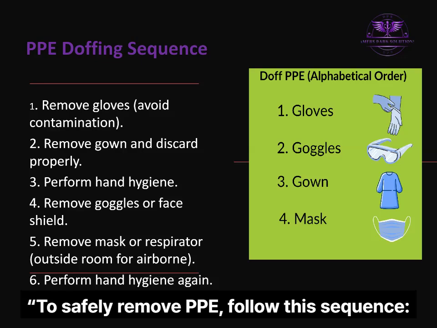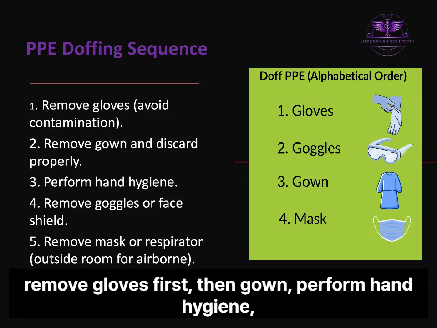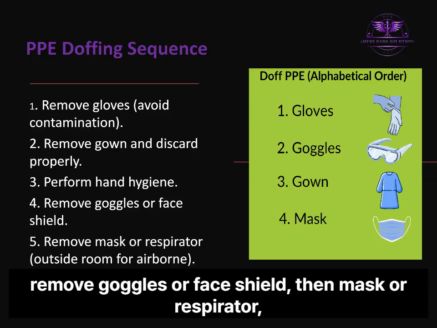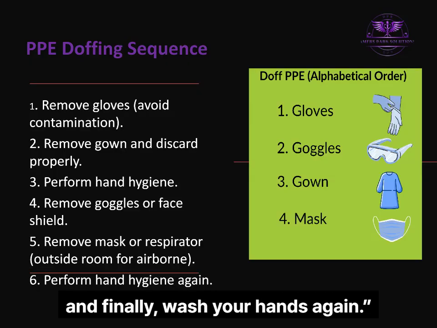To safely remove PPE, follow this sequence. Remove gloves first, then gown, perform hand hygiene. Remove goggles or face shield, then mask or respirator. And finally, wash your hands again.